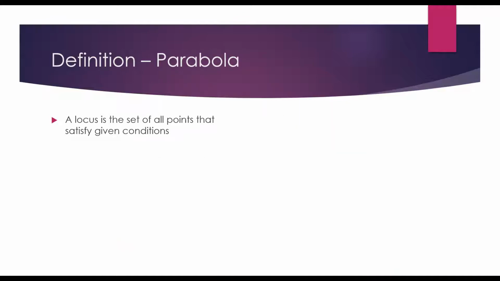Some more definitions for you today. A locus is the set of all points that satisfy given conditions. This is going to allow us to define parabolas and in fact all of the conic sections in a different way than you may have seen in the past.